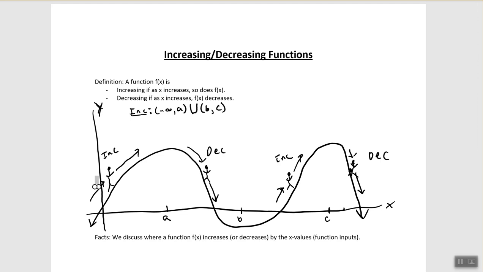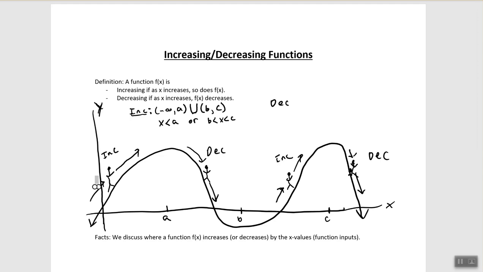And if you didn't like this interval notation, you could always write it in inequality notation too. So we're increasing when x is less than A, or, and "or" is equivalent to my union symbol, when x is between B and C. So that's where I'm increasing.